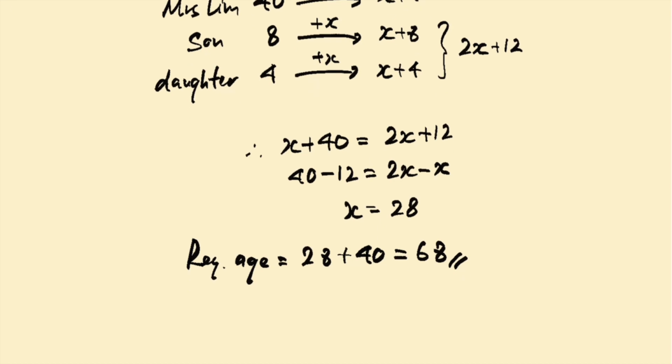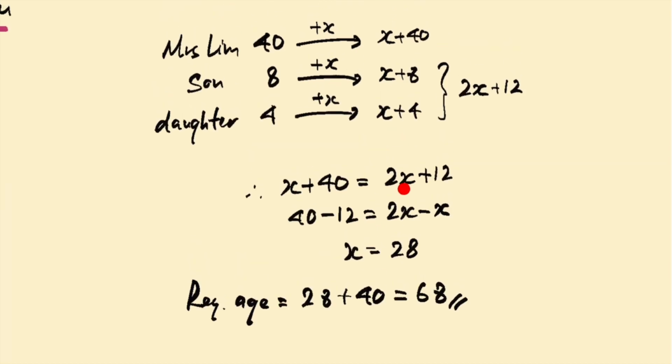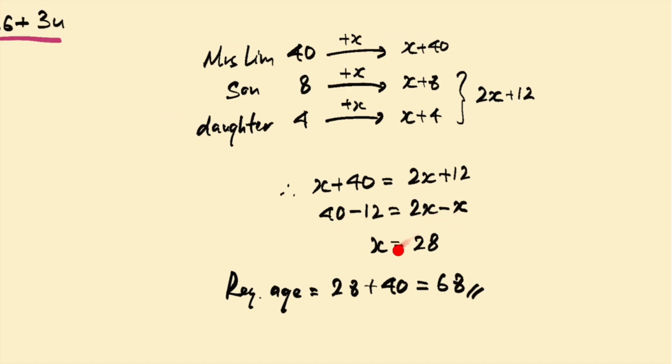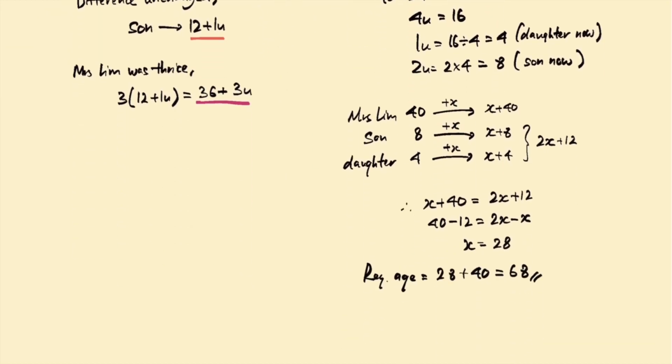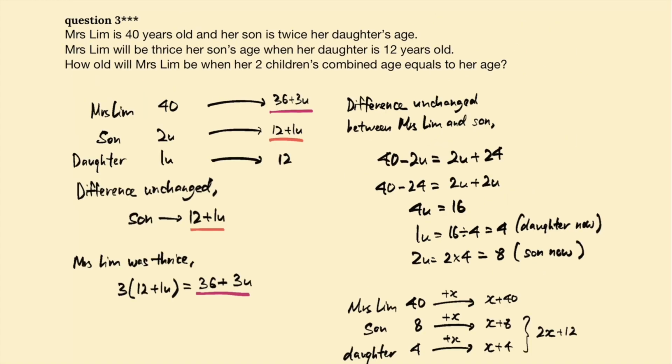So again, algebraic manipulation, we are going to say 2x is the larger one compared to x, so it stays on the right hand side. Positive x goes over, negative x. 40 was there first, negative 12 on the left side. 2x minus x gives us x. This subtraction gives us 28. How old will Mrs. Lim be? The required age is therefore x plus 40. Since we know x is 28, x plus 40 is simply 28 plus 40. That is 68 years old. Hoo-wee, that was a tough one.